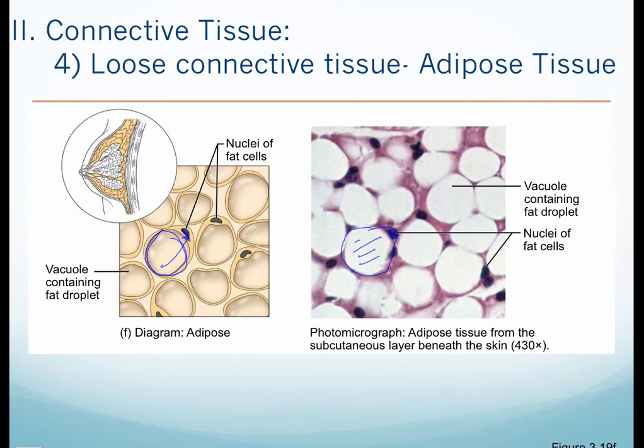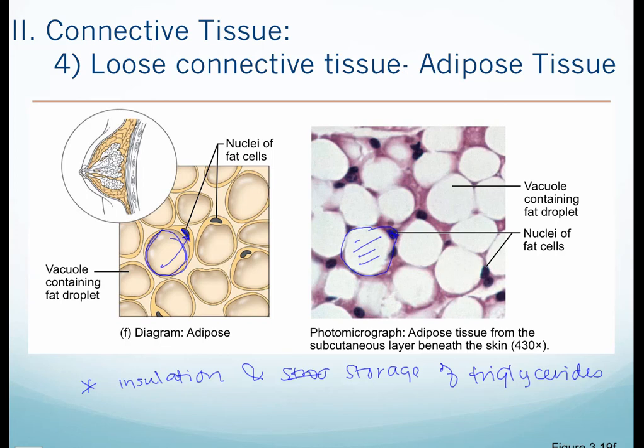And so the function and purpose of this adipose tissue is for insulation and storage of what type of lipid? What will give us the energy? Good, triglycerides. Perfect.